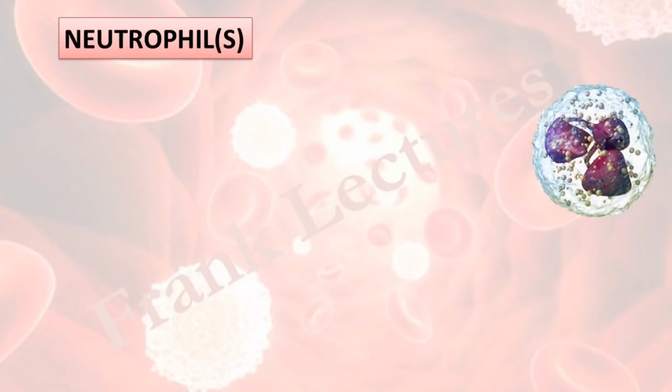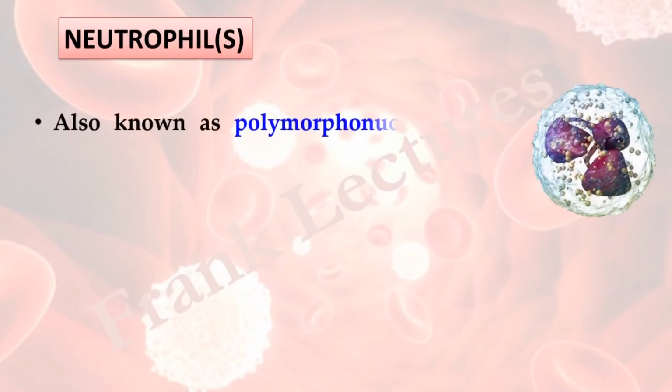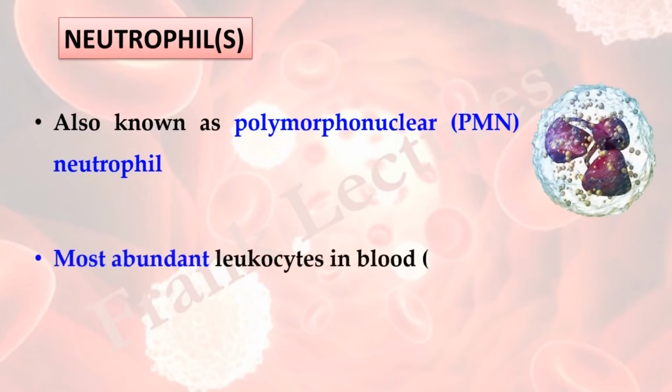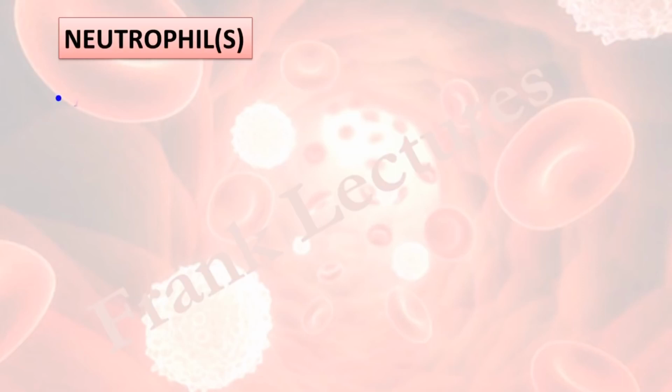Neutrophil is also known as polymorphonuclear neutrophil. This refers to its irregularly shaped and multi-lobed nucleus. Neutrophils are the most abundant leukocytes in the blood. They constitute about 50 to 70% of the blood leukocytes. Neutrophils are active phagocytic cells.